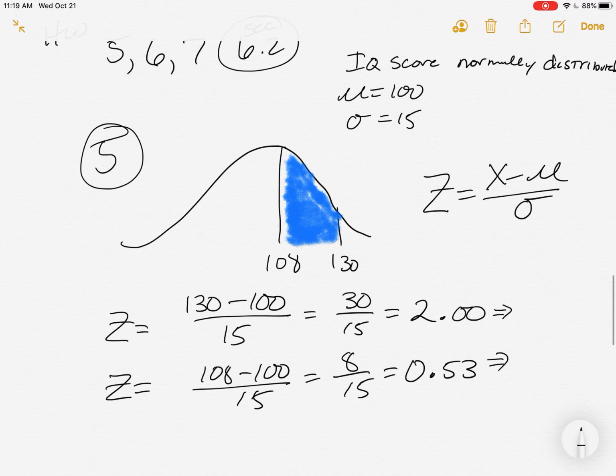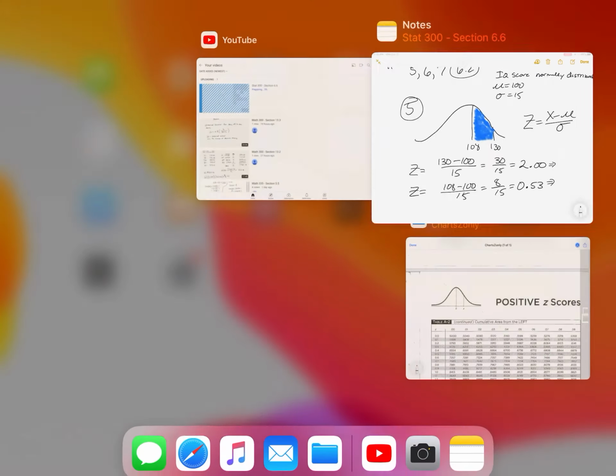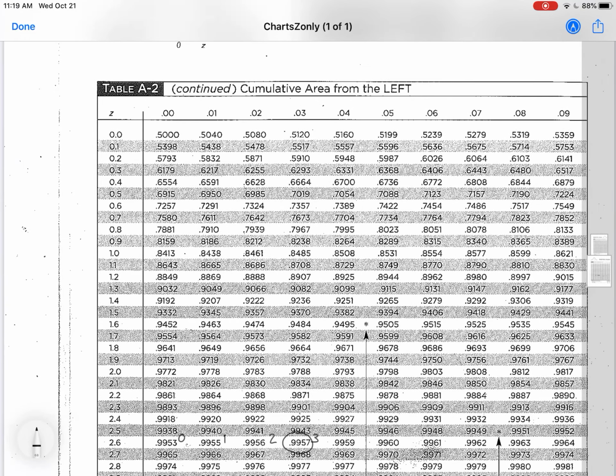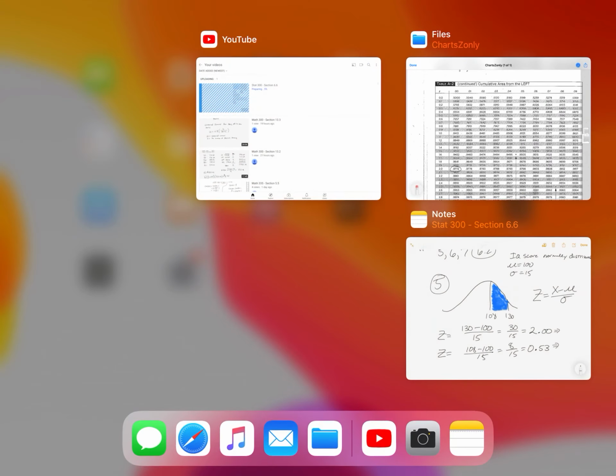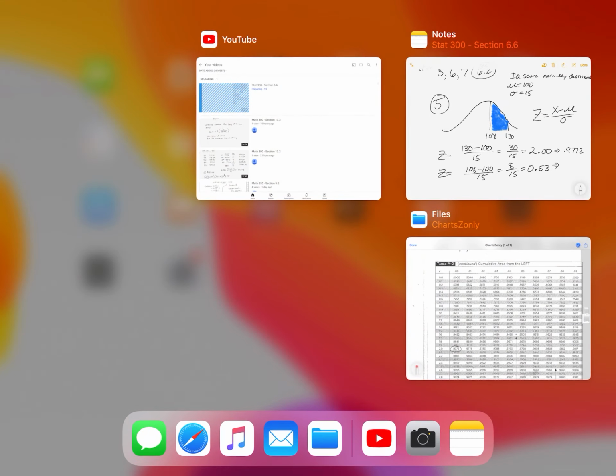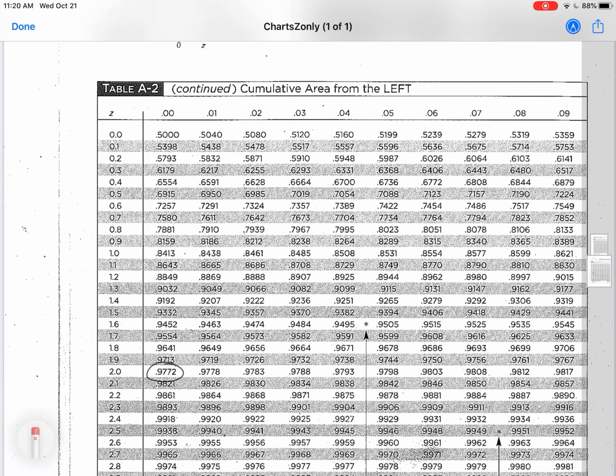We're going to go look these up. Well, let's go look them up together. Remember, we're looking up 2. So let's go find 2. Here's 2.0. Here's 2.00. And that's 0.9772. And let me get in here and erase some things that were part of another description for another student. Or actually, for you guys, it was part of the 6.6. 0.9772. And then we're also going to look up 0.53.